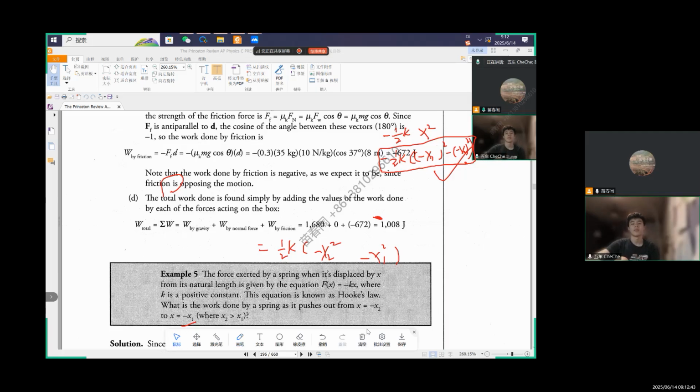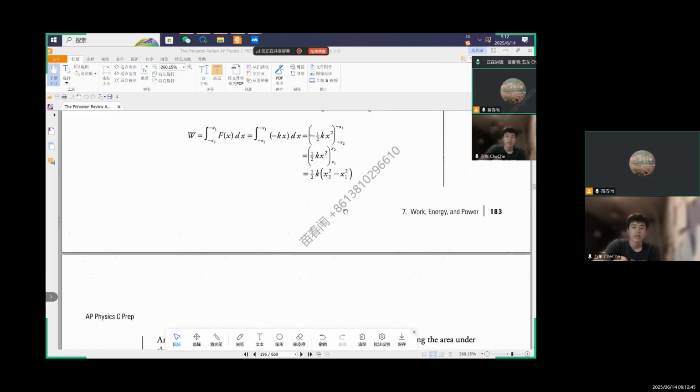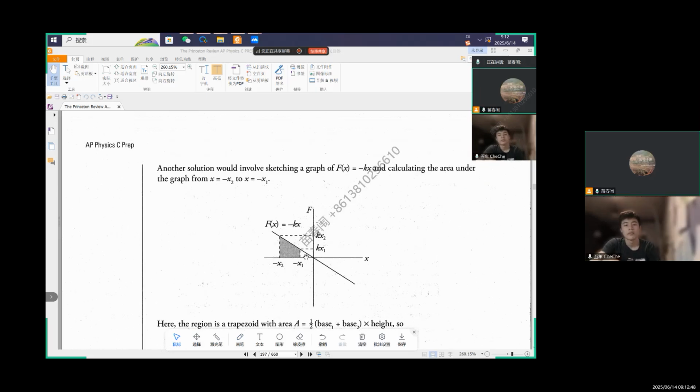There's a second method, which means we can use the graph. If I get the graph, which is like this, I can also just get the area, which is the same result. Is that what you mean? Oh yeah.